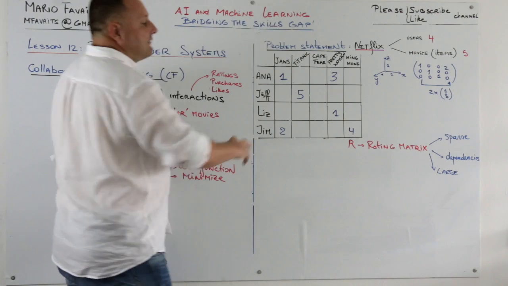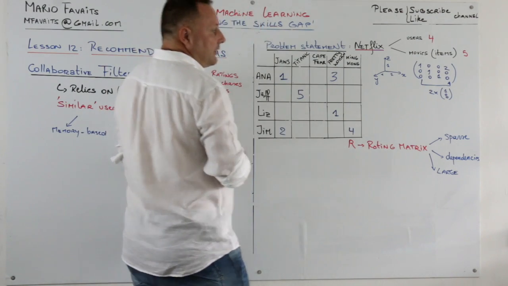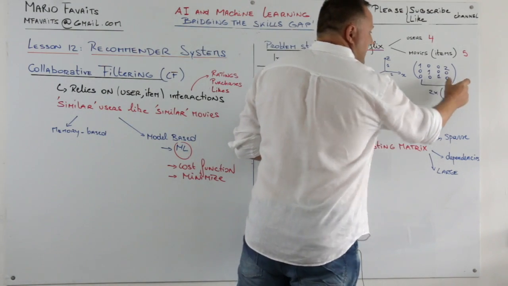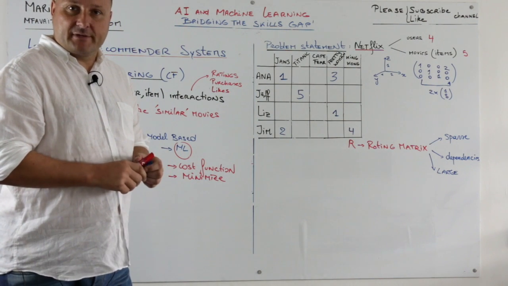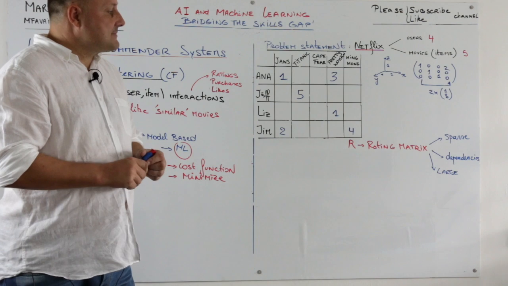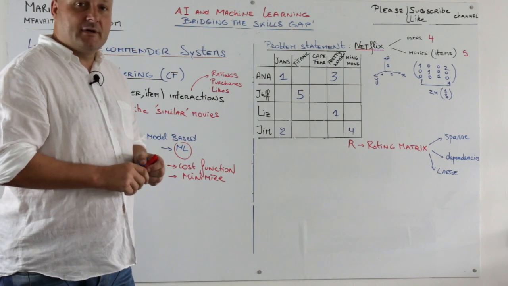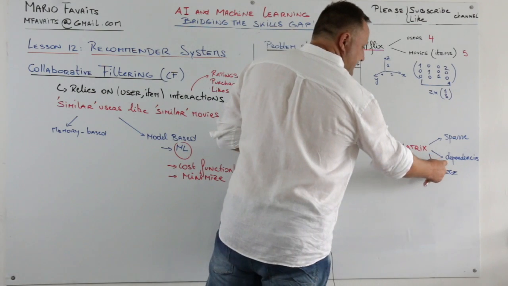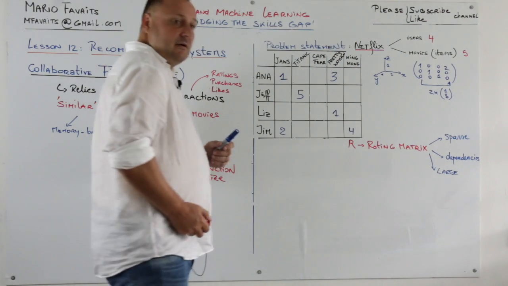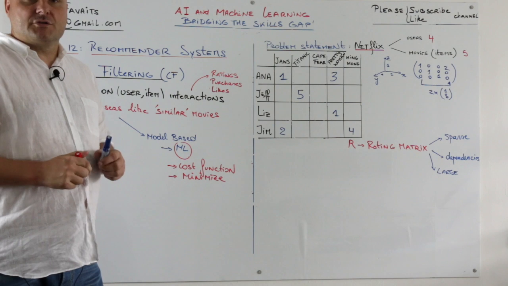So you will have a lot of dependencies, so a lot of potential to reduce the dimension of your space. And this is basically what collaborative filtering is trying to do. It makes use of these dependencies to find a latent structure in the data.